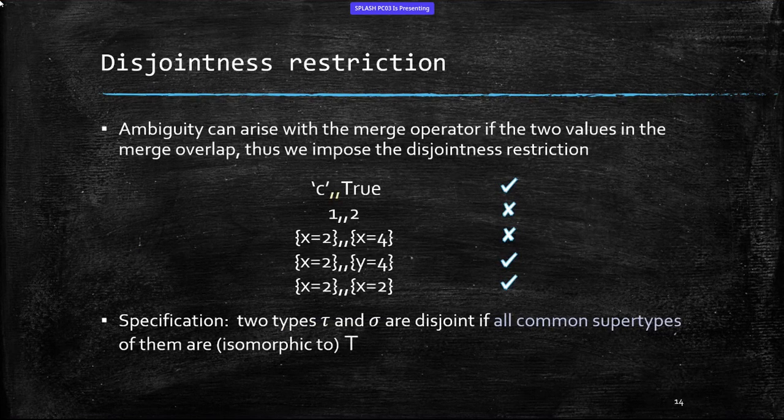However, ambiguity can arise with the merge operator if the two values in the merge overlap. Thus, we impose the disjointness restriction. For example, we can combine two terms of different types, like example 1 or 2.